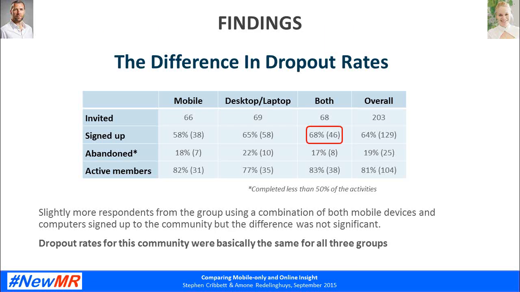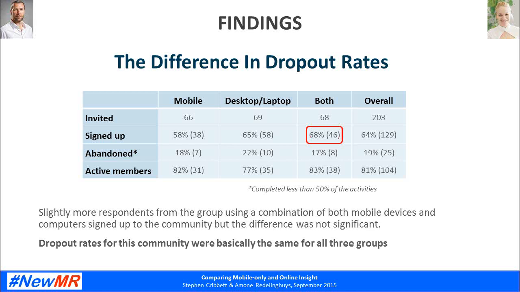And what we saw was very interesting. First of all, if we look at the amount of sign-ups, people who were invited to the community and people who actually signed up, you will see that there's a higher percentage in the group that had a choice in terms of the device they wanted to use. This might be an early indication that participants want to be given a choice when they opt in to research and opt in to take part. They don't want to be limited to one device.